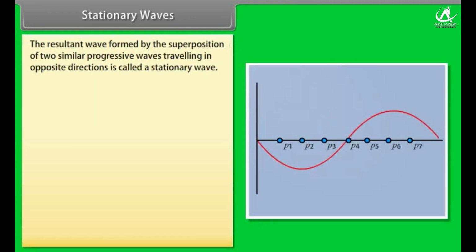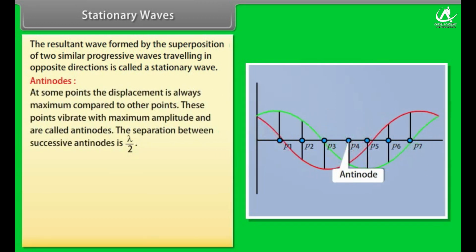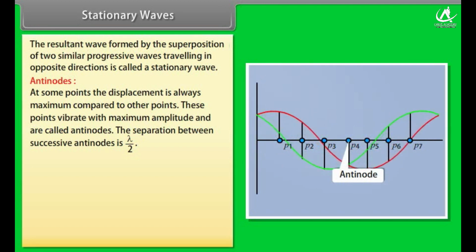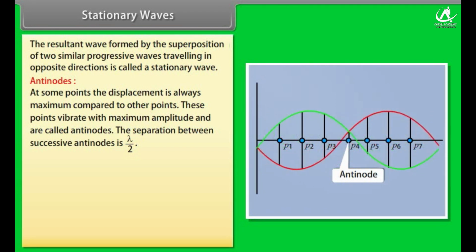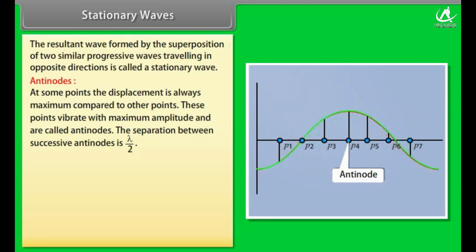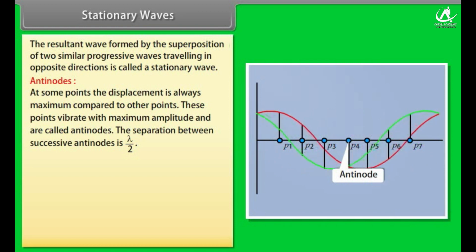Stationary waves. The resultant wave formed by the superposition of two similar progressive waves traveling in opposite directions is called a stationary wave. Antinodes: at some points, the displacement is always maximum compared to other points. These points vibrate with maximum amplitude and are called antinodes. The separation between successive antinodes is lambda by 2.